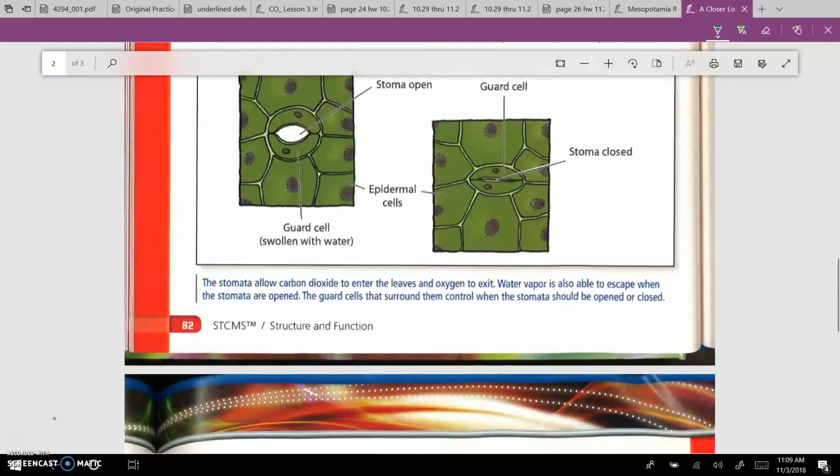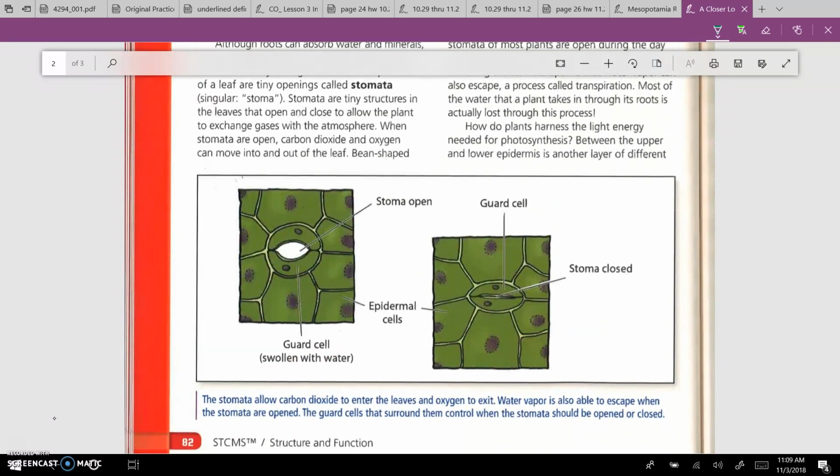I'm going to pause here. We're going to go back up to this picture for a second. And if you look at this picture, it shows a guard cell and a stoma, along with the epidermal cells that surround it. And you can see in the first picture that the stoma is open, and in the second picture, the stoma is closed.